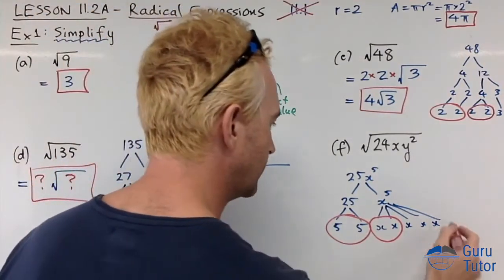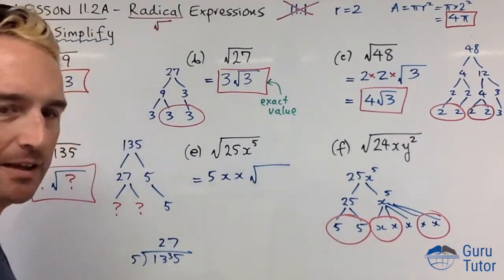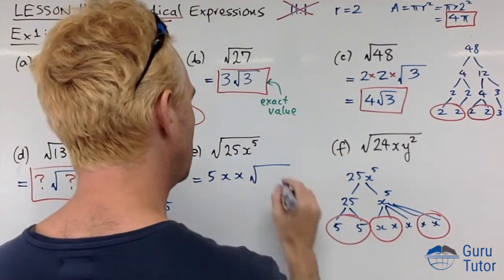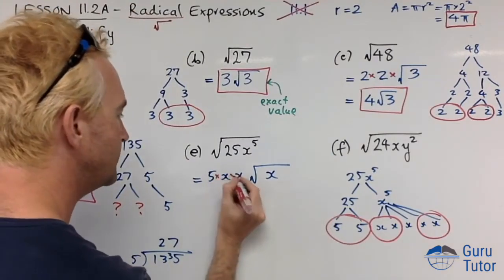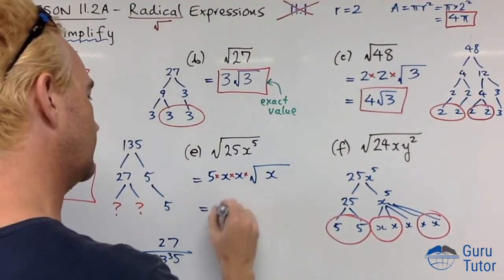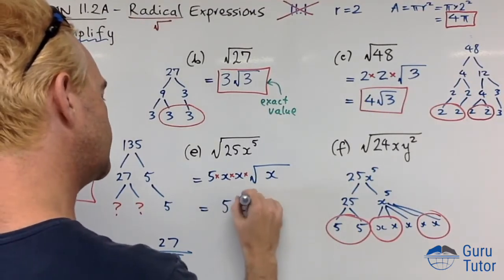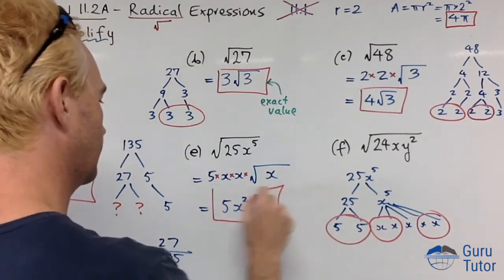Any more x's? Yes, we've got another pair of x's. Another x goes there. Anything left over? Yes, we've got one x left over. Okay, so our answer is going to be 5 times x times x times root x. And our final answer, how can we write that nicely? 5x squared root x is our answer for that one.